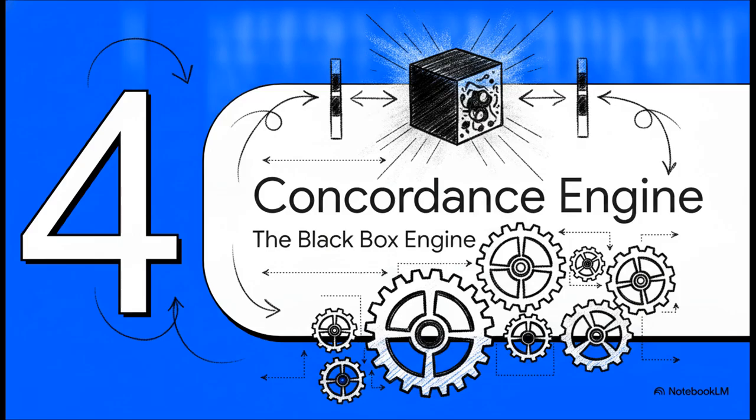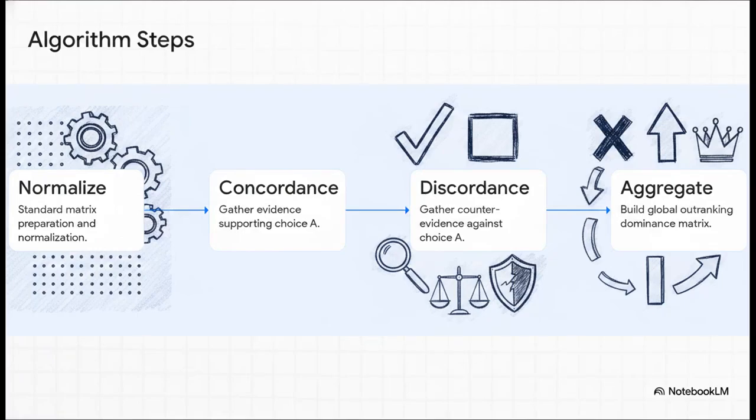Okay, Section 4. Concordance and discordance, the engine of the black box. Now that we've got our thresholds set, we are ready to open the black box and look at the actual engine of the algorithm. It basically builds a legal case for and against every single option, comparing them all in pairs. It's a clean, four-step process.